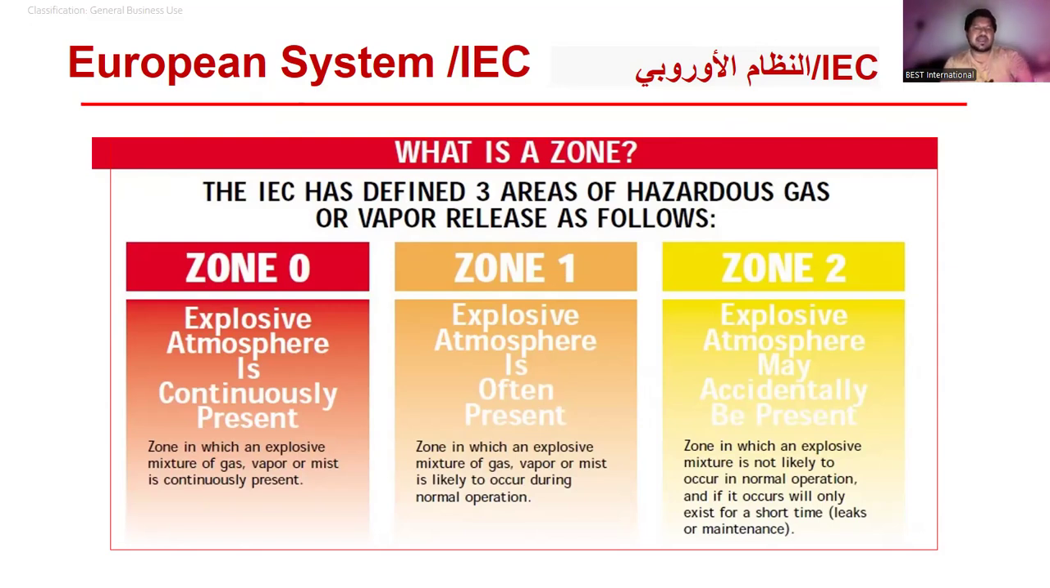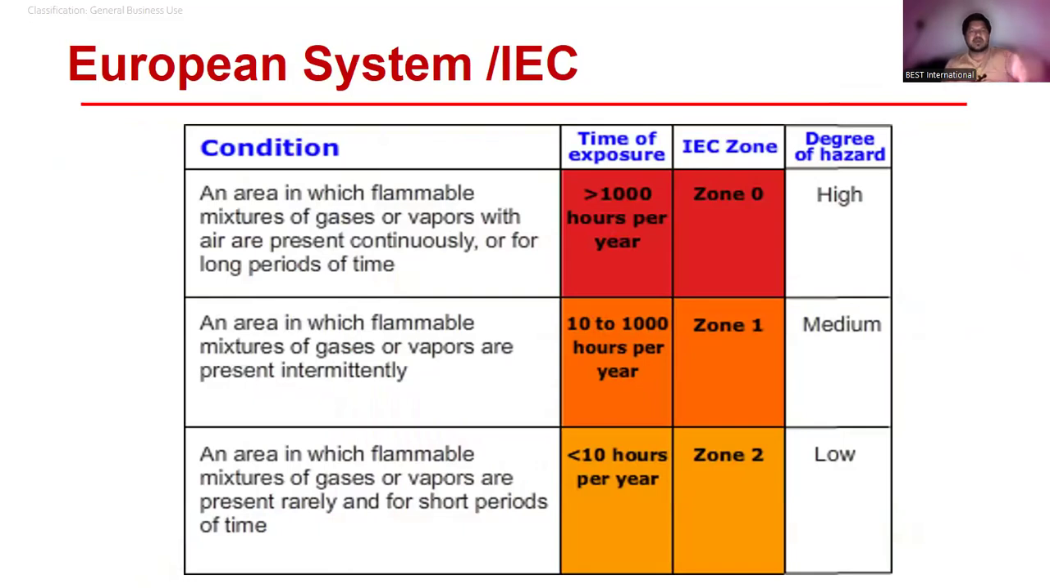But if any area, as per NEC also, they mention, zone 0 means the atmosphere is continuously available for up to or more than 1000 hours. That's zone 0. Then, same way, the other criteria. So we'll be discussing NEC as well, inshallah. Like, this is the European system IEC. See the time of exposure, like above 1000 hours per year: IEC zone 0, and the degree of hazard is high.